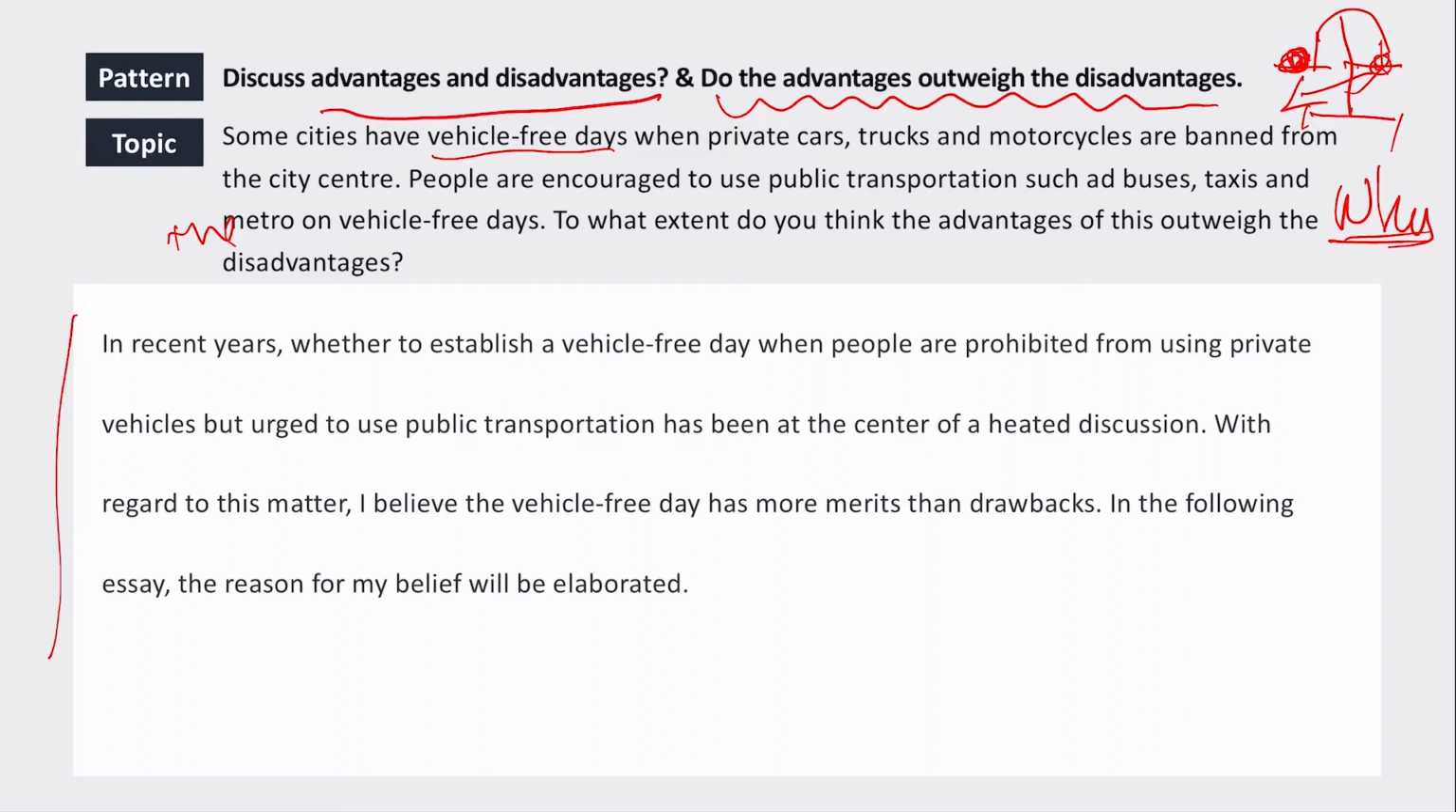In recent years, whether to establish a vehicle-free day when people are prohibited from using private vehicles but urged to use public transportation has been at the centre of a heated discussion. This is a really great opening sentence. Why do I like this? It's a really good paraphrase of the topic. They've sort of jigged around the feel of the sentence or the structure of the sentence.